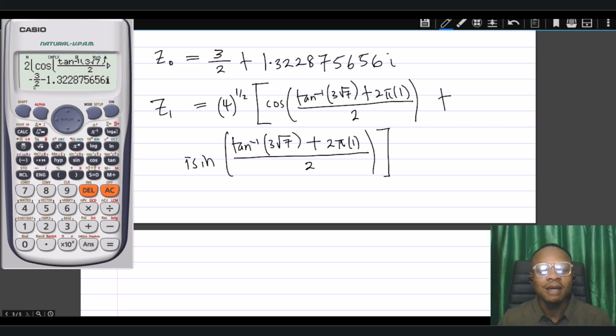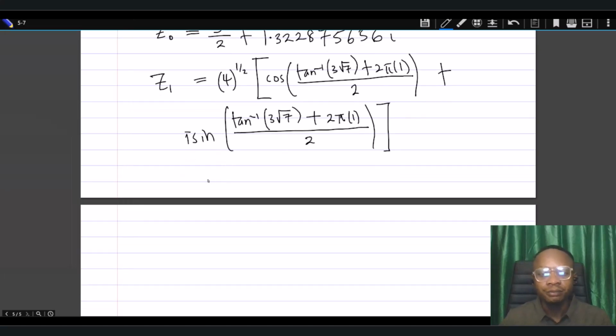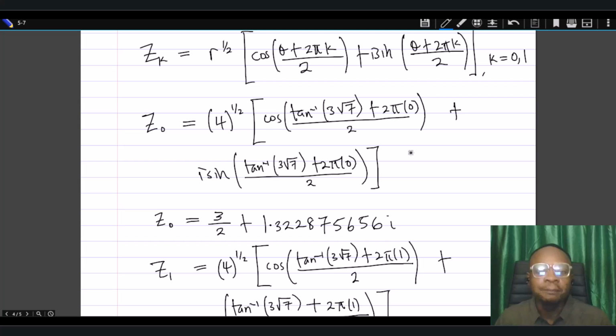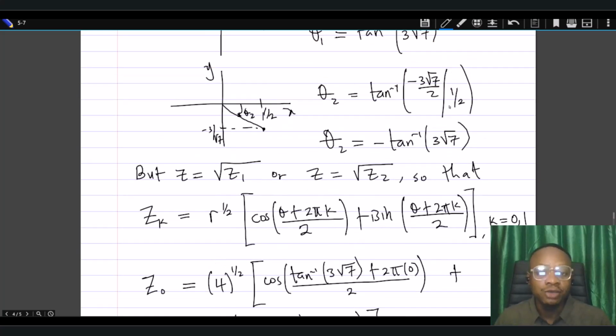So this is giving us minus 3 over 2 minus, so this is giving us the negative of this as expected. We know when we square this, it will give us the same result as when we square its negative. So this is minus 3 over 2 minus everything we have here i. So that means z1 is equal to minus 3 over 2 as expected minus 1.322875656 i. Right, we're good. So those are the roots we obtained by considering z1.